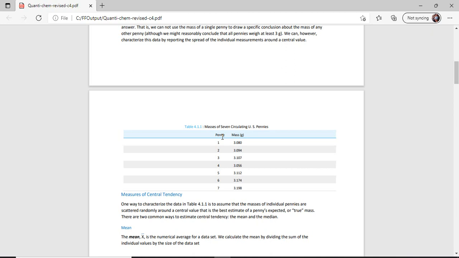So you have here the first penny weigh around 3.080 grams. You have your second penny weighing 3.094 grams. Third penny 3.107 grams. Fourth penny 3.056 grams. Then for your fifth nga penny, it is around 3.112 grams. For your sixth nga penny, 3.174, and for the last nga penny, which is 3.1998.